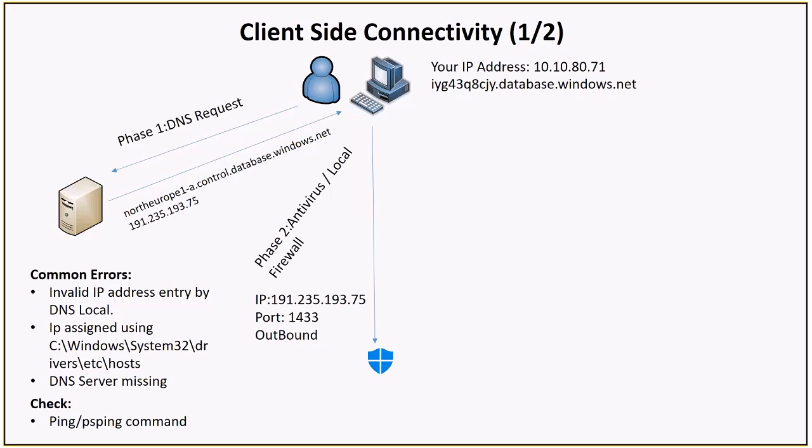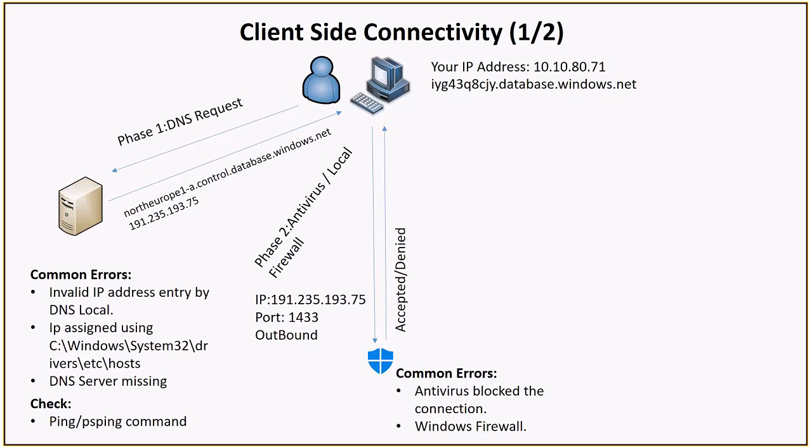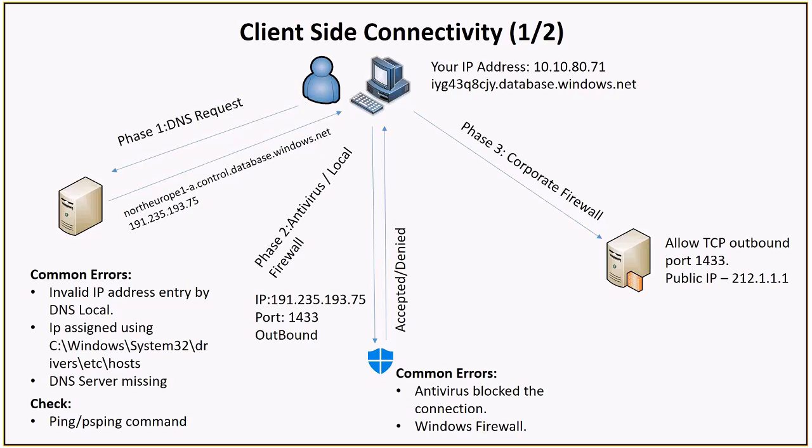If we complete this phase successfully, then we go to phase 2, which is the antivirus and local firewall. In this phase, the connection is accepted or denied. There are two errors here: the antivirus blocked the connection, or Windows Firewall blocked it, which means that in the customer firewall the port 1433 outbound rule is not defined, or we have made a rule to not connect to Azure SQL Server.